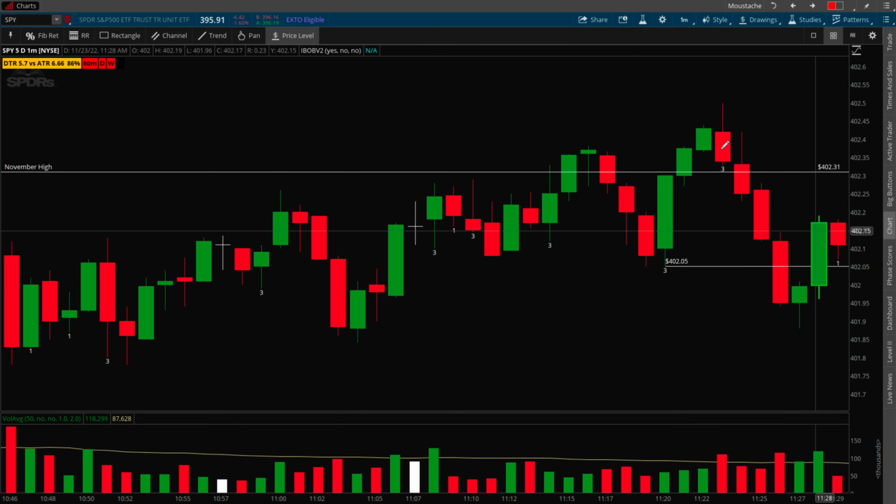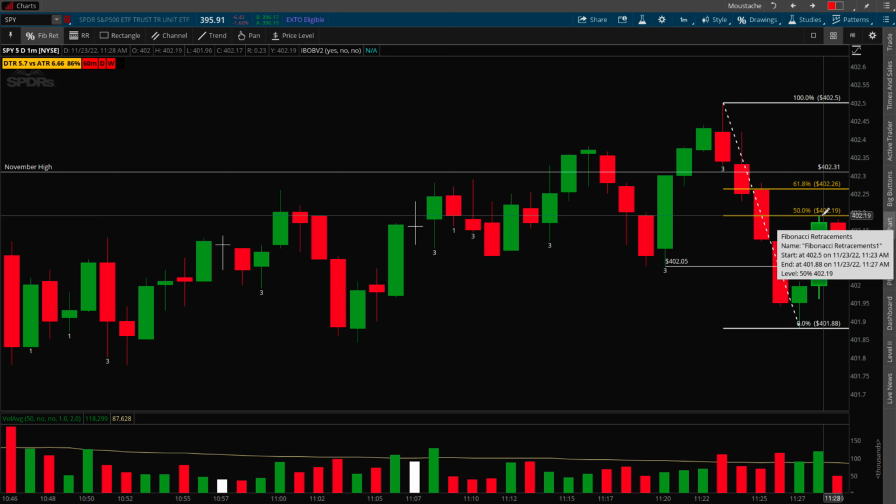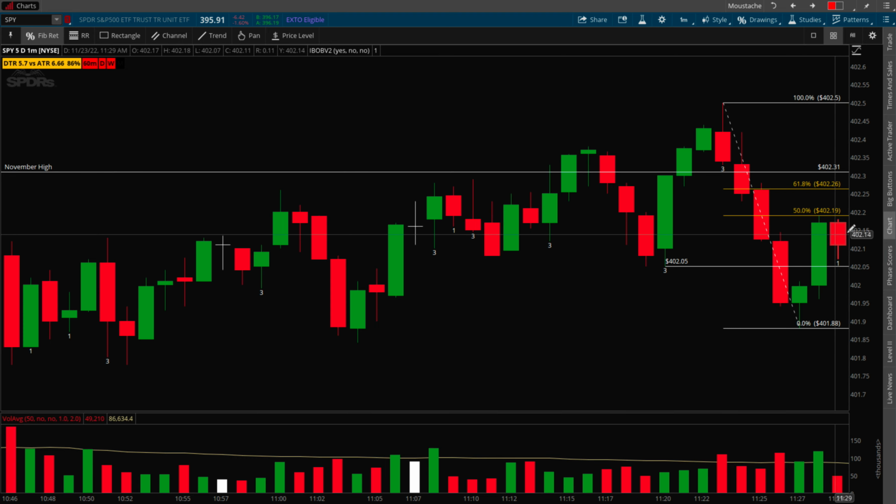Low broken, price pulling up. We can take a fib from this high down to this low, and you can see it's rejecting that 50% control point with an inside bar. It's one of my favorites right there, inside bar.